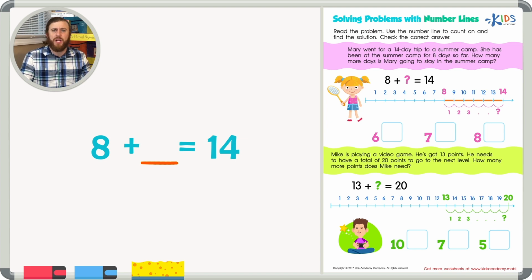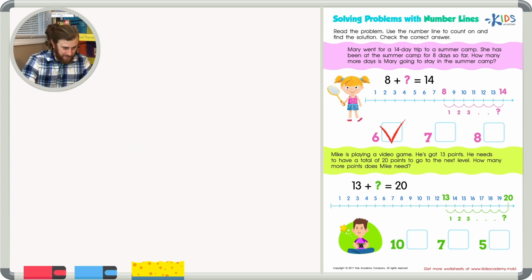Now, let's just count how many jumps that took us. 1, 2, 3, 4, 5, 6. So the answer, or the missing number, is 6. Go ahead and check the correct answer and write that in. We can add 8 plus 6 by counting up and see that the correct answer is 14. Let's take a look at our second example.